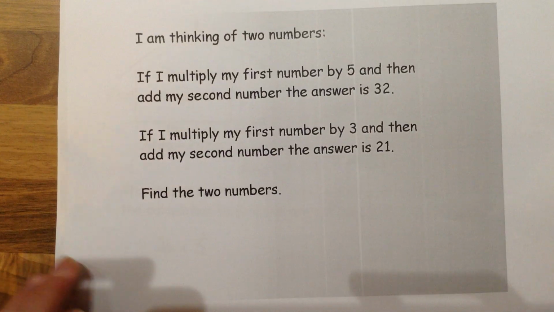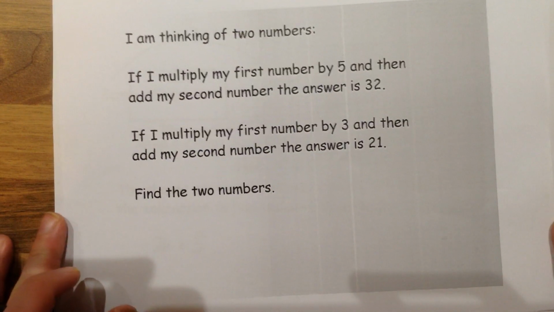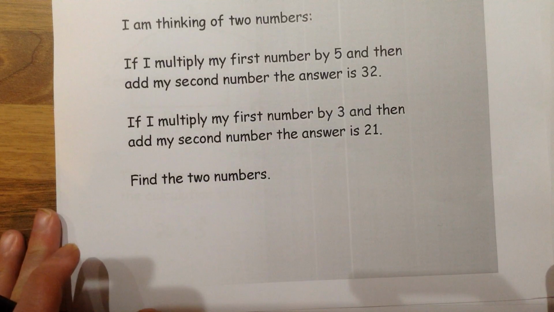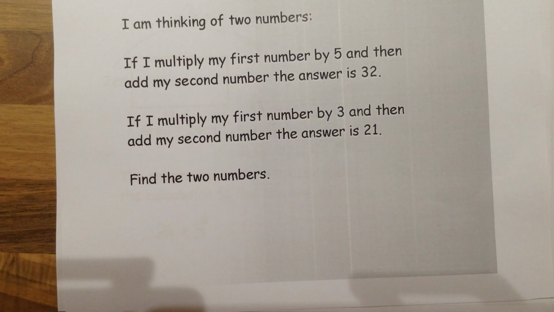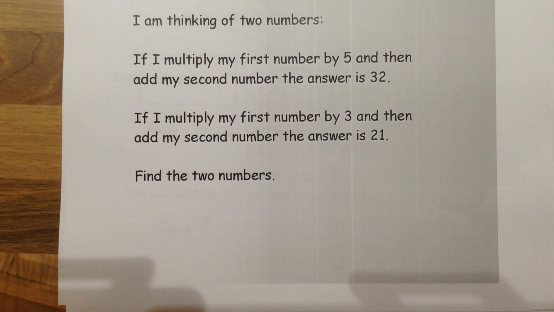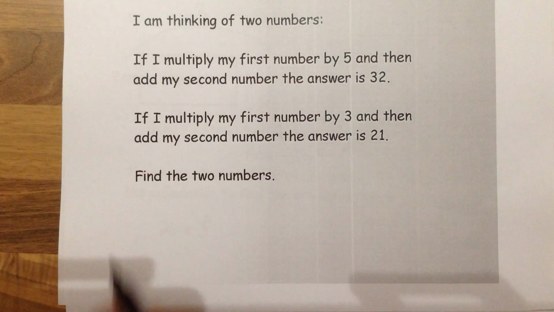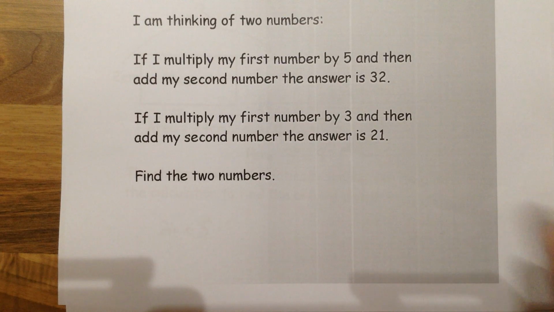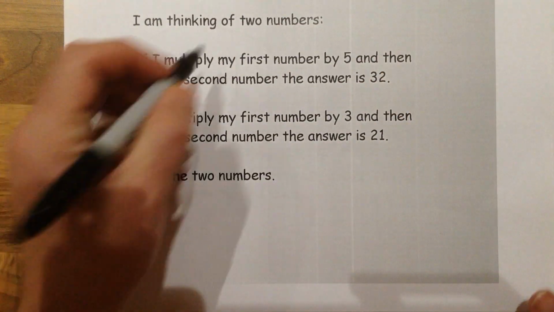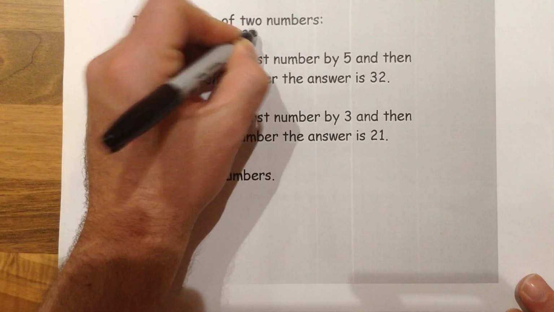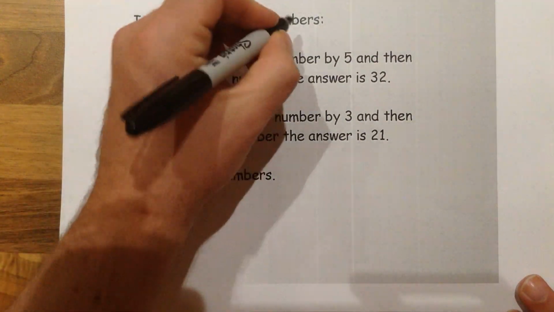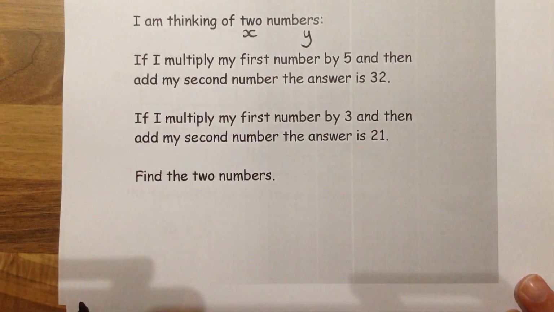The final question in this section is this. Now initially, this question looks like it's just going to be a case of trial and error with some numbers. However, if we take a bit of an algebra link to this, what we can do is form some equations. So if I'm thinking of two numbers, I don't know what they are at the moment, or at least I do, but nobody else does. What I'm going to say is let's call the first number x, and let's call the second number y.